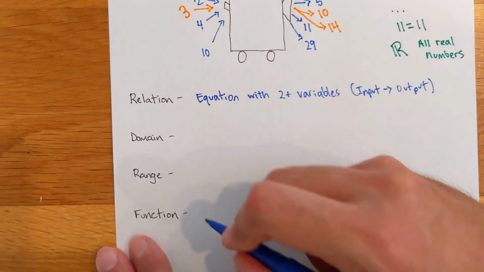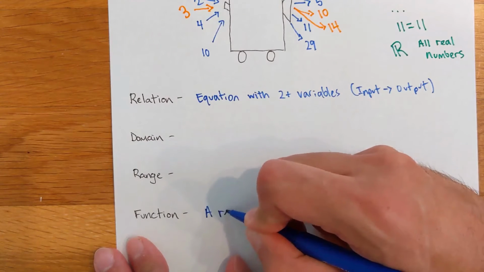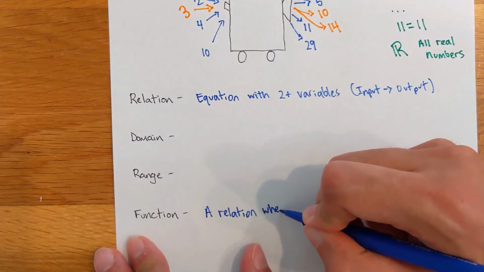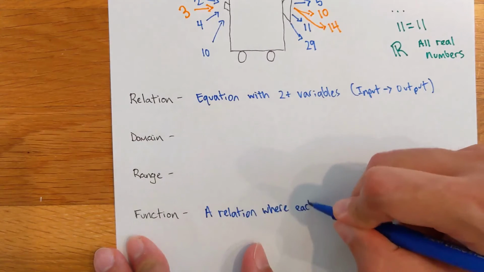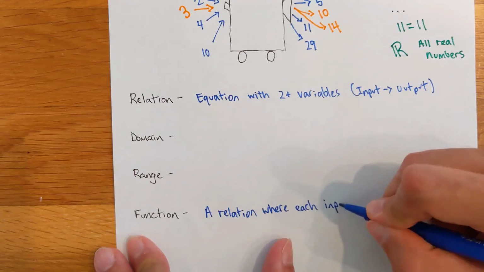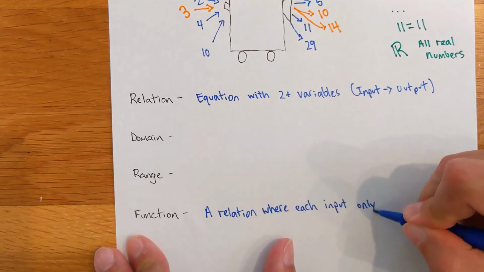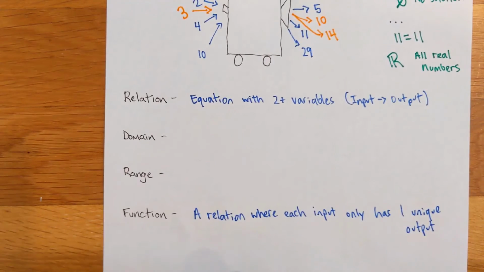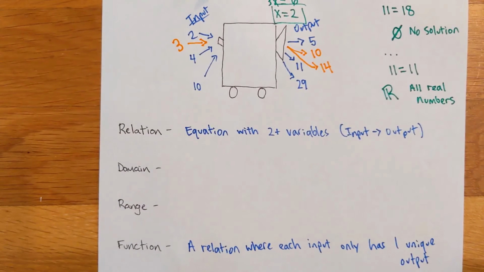A function is a relation where each input only has one output. I'm going to use the word unique outputs. Each input only has one output. So this right here in orange would not be a function. I have one input that has two outputs.